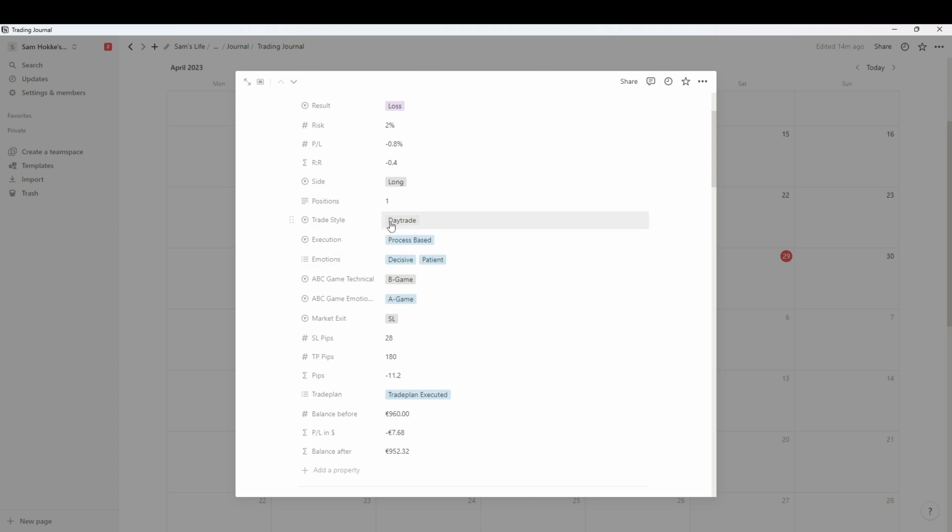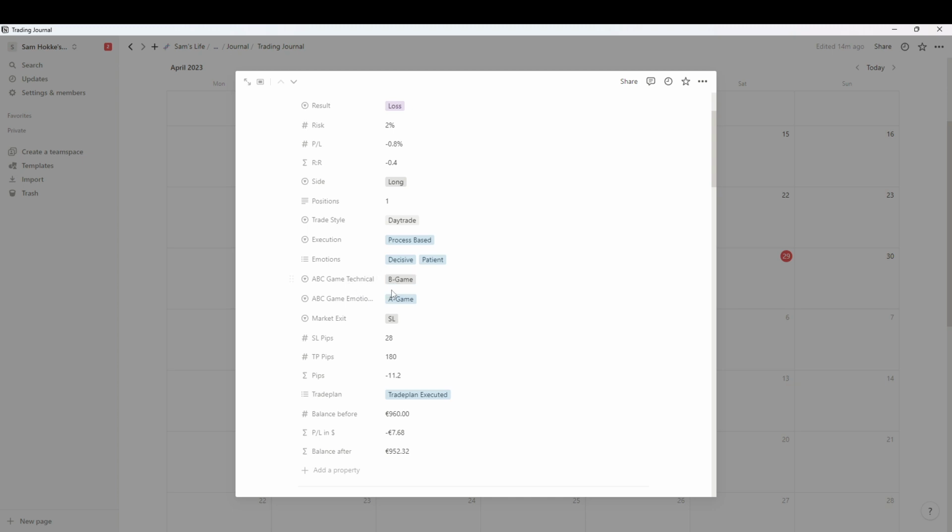The type of trade that I took: is it a day trade, a swing, an intra-session, or an intraday trade? The particular trade here was a day trade because I was expecting to trade the weekly range or the daily range, at least for the coming day. Is the execution process or outcome based? Of course, I want to aim at being process based, executions only, and the type of emotions that are encountered with the trade. As you can see, emotionally I was pretty okay in this trade, even though it was a loss, and that can be correlated back to the technical game.